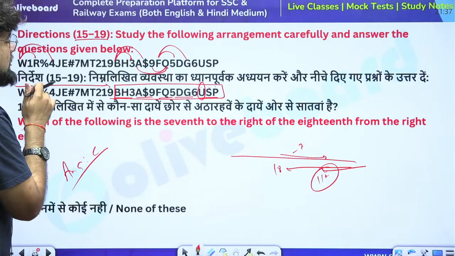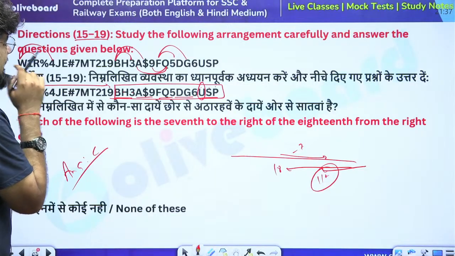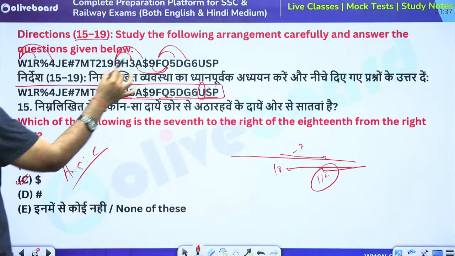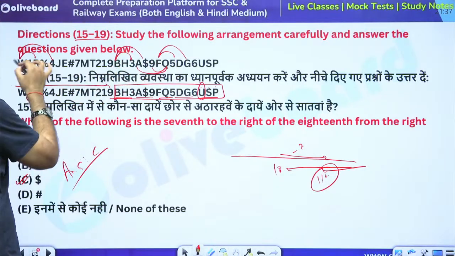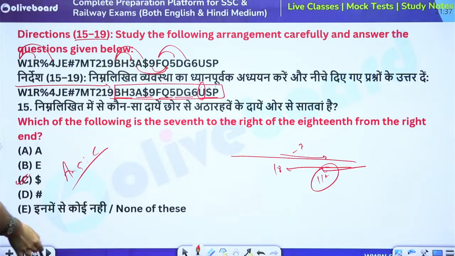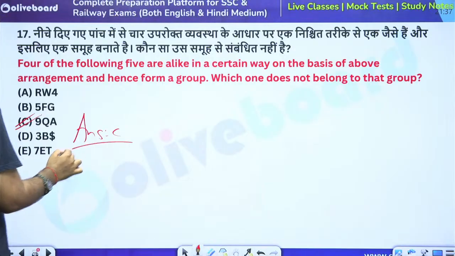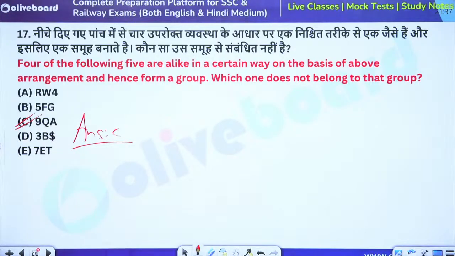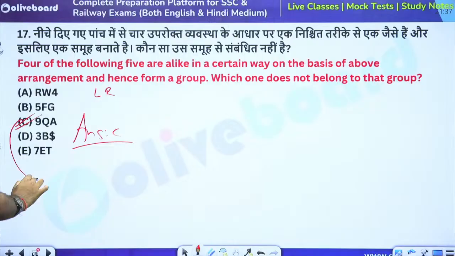And 9QA. 9QA is incorrect, right? This is left, right, left, right, left, right. Oh, 9QA is incorrect. I made an error in the last question. Rest everything is normal. So, the order is we are going left first, then right later. But here we are going right first and left later. That's the only error.